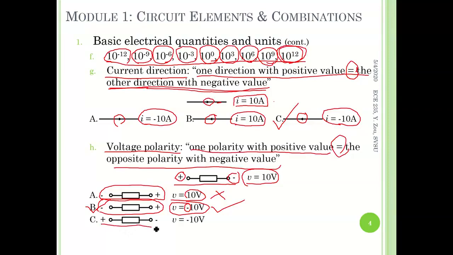C, we have the same polarity as the given. However, the voltage value has a negative sign here. So C is not equivalent either.